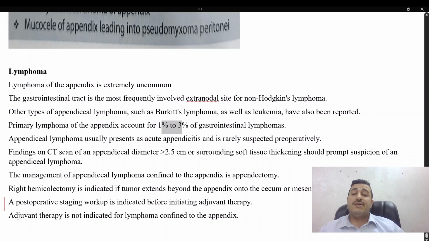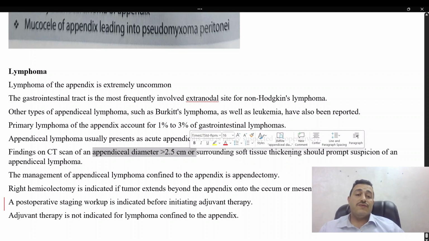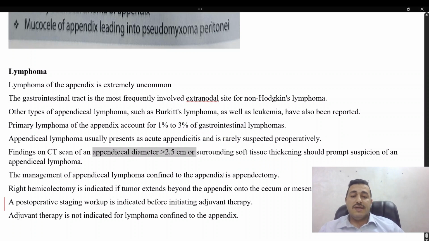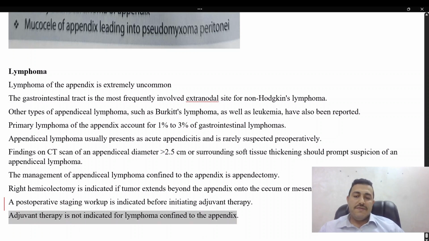Finding on CT is not specific, but you can see here appendiceal diameter more than 2.5 centimeters, surrounding soft tissue thickening. Is this sensitive or specific? No. Management is appendectomy. Right hemicolectomy is for tumor that extends beyond the appendix. Okay. And adjuvant chemotherapy is not indicated if the tumor is confined to the appendix.